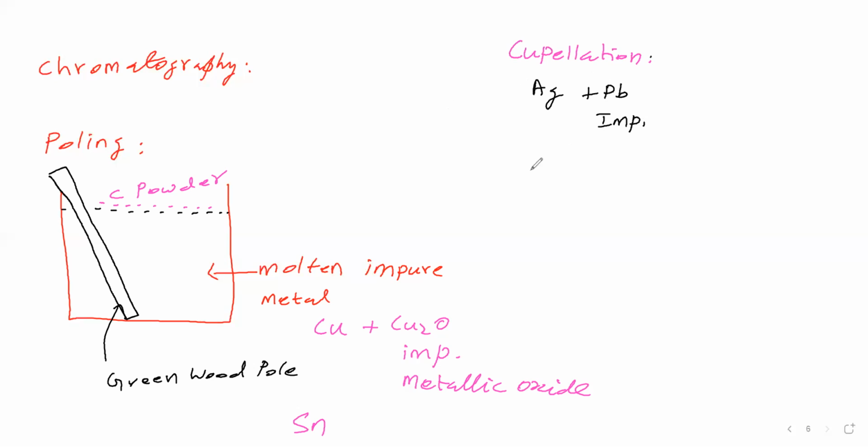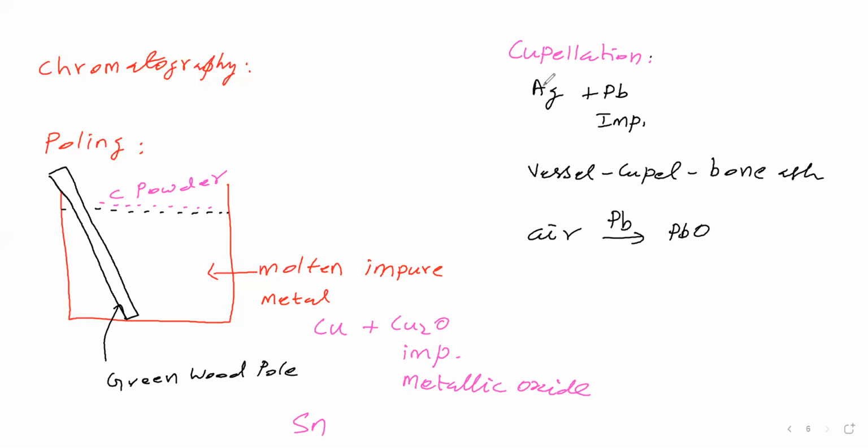We are taking a vessel called a cupel, which is made of bone ash. Then we blow air into this molten metal. Because of the air, the impurity lead is converted into lead oxide, which can be removed. What remains is molten silver. So this method of purification is called cupellation.